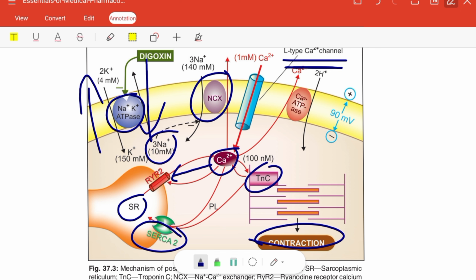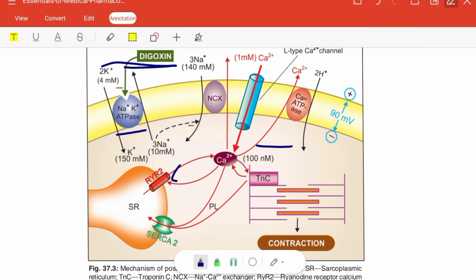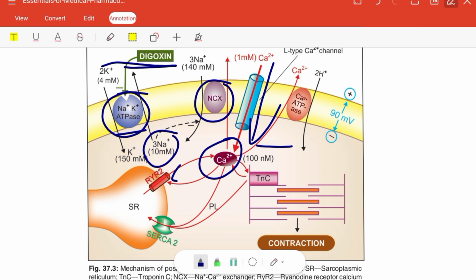So what is the role of digoxin here? It inhibits the sodium potassium ATPase. When it is inhibited, there is intracellular accumulation of sodium. Now the sodium calcium exchanger does not work. So there is accumulation of calcium which is released by the L-type calcium channels.